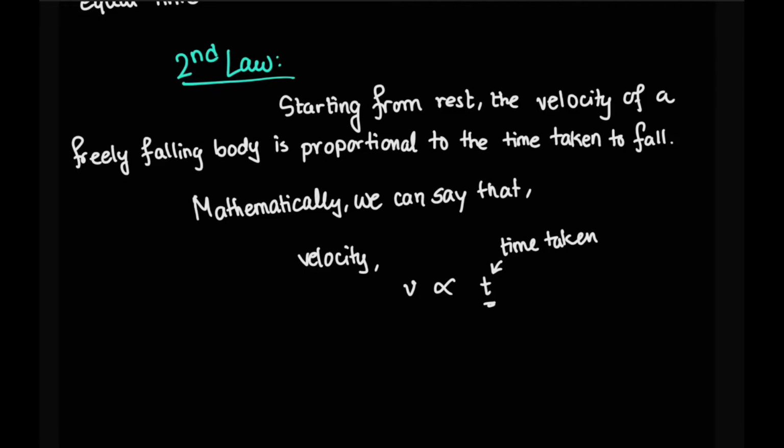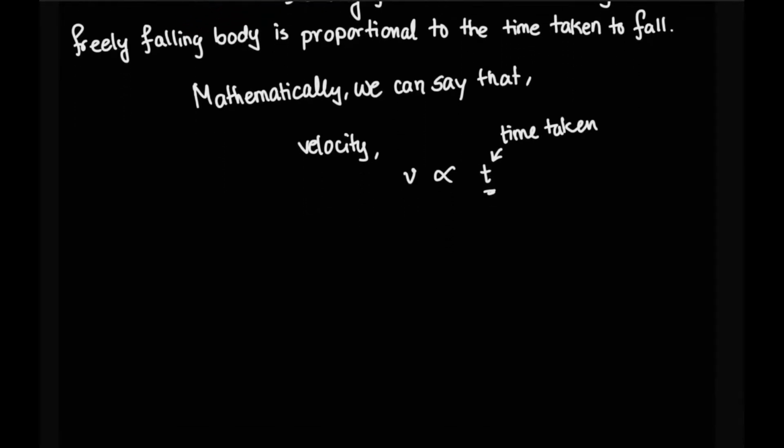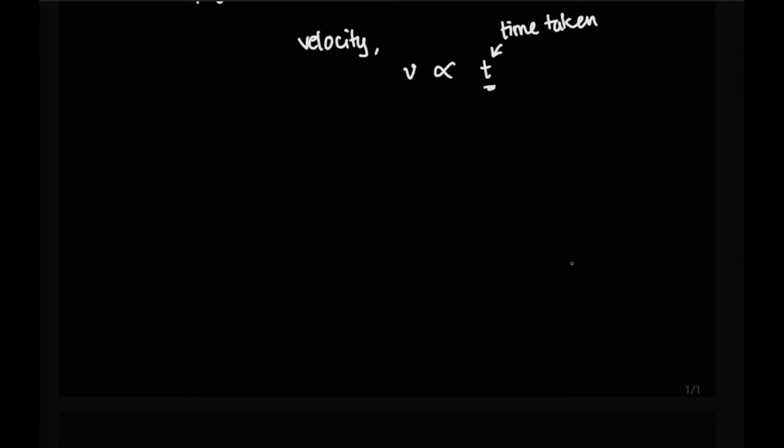Alright, so what does this actually mean? Now let us consider again the example of that ball that we considered for the first law, that it is falling from a certain height. Now, after each and every single second that passes by for the ball falling from the height h, it acquires a certain velocity due to the gravitational attraction of the earth.